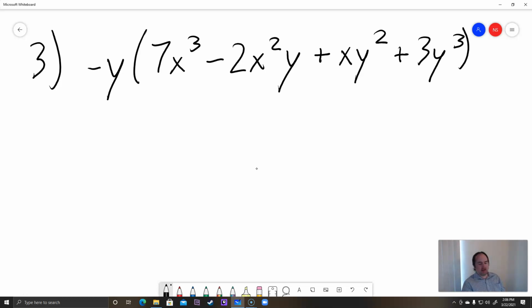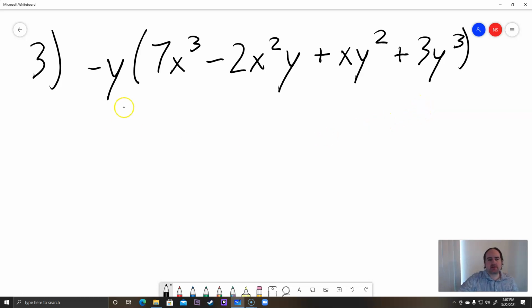Okay, so once again we have negative y times parentheses 7x cubed minus 2x squared y plus xy squared plus 3y cubed. And that's quite an earful. I know, it's a lot to read. And when you're doing a problem like this, one of the hardest things is just keeping track of everything and making sure you copied it down correctly on your paper. So you might want to double or even triple check it. Negative y times the quantity 7x cubed minus 2x squared y plus xy squared plus 3y cubed. So we did write it down correctly.